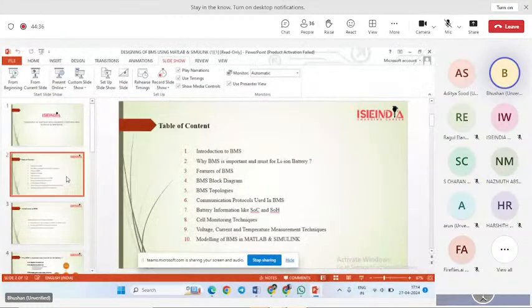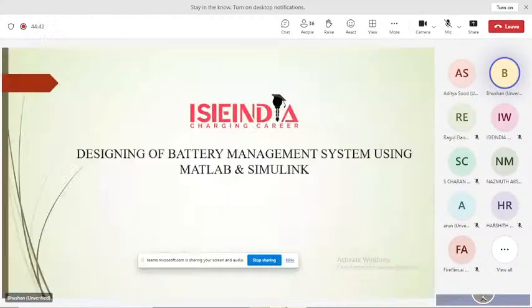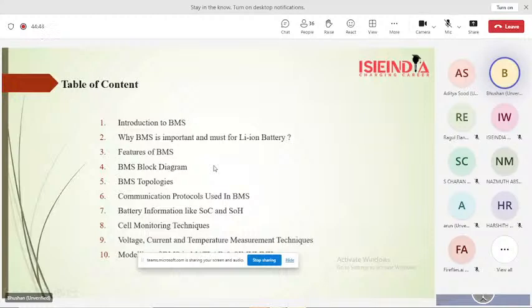And also the communication protocols used in battery management systems, and self-monitoring techniques. What techniques are used for battery management systems, and measurement of voltage, current, and temperature, how they are calculating and estimating the voltage and current. And finally, we will see the modeling of the battery management systems, how we model the battery management system using MATLAB and Simulink.